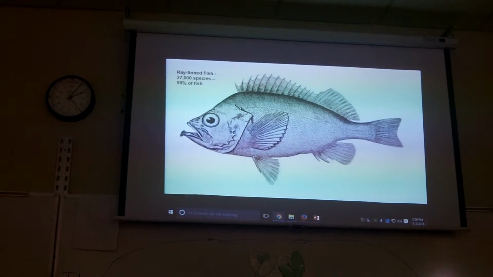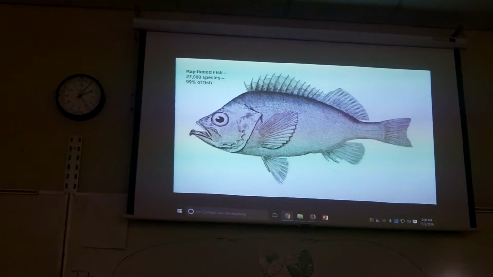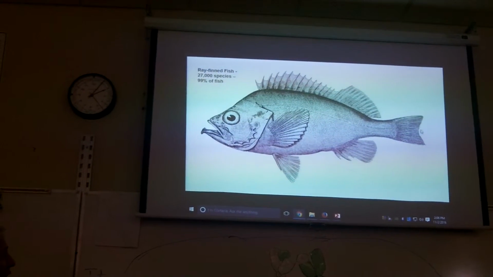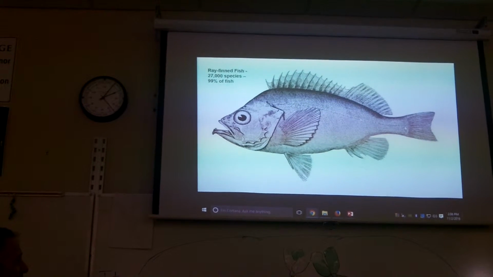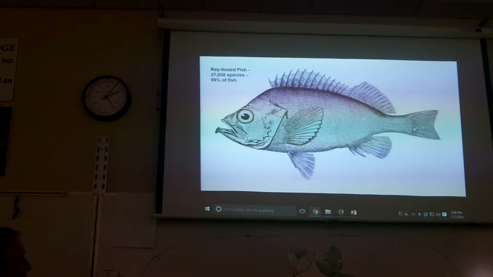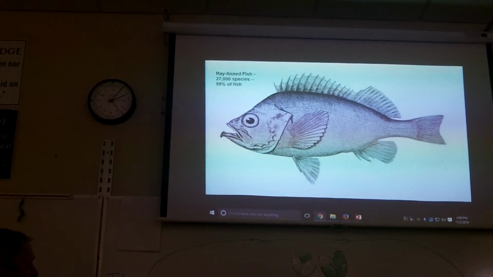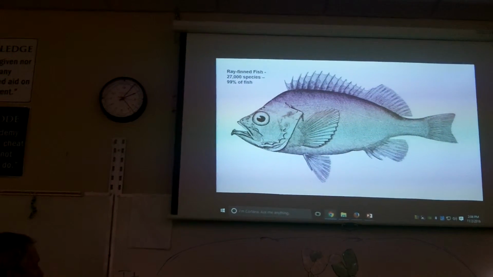Dorsal fin 1 and fin 2. They usually have two dorsal fins. Anal fin on the bottom. This is called the caudal fin. Caudal in the back. This is the anal fin. This is the pectoral fin. This is the pelvic fin.